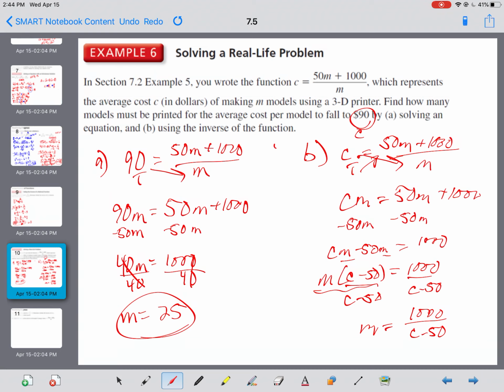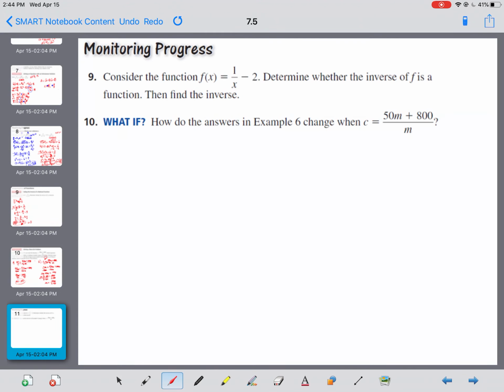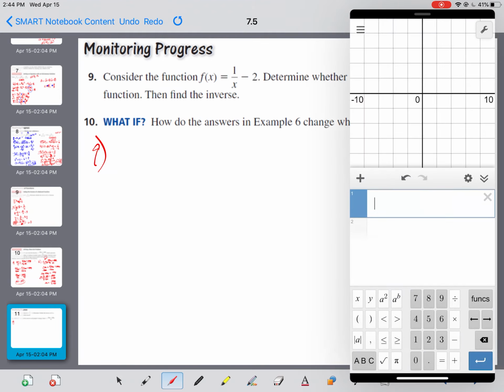So if you know the cost, and you want to find out how many models you need to make in the first place, then you can use that equation and just reverse it, get the inverse. All right, so here's an example of both of those kinds of things. Press pause, give them a try, come back, see how to work them.